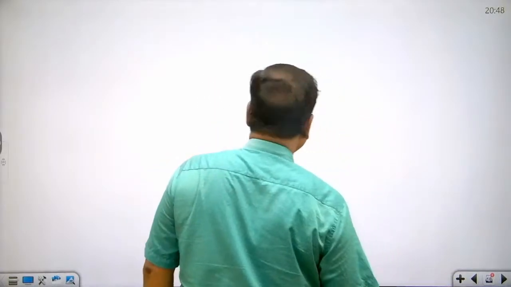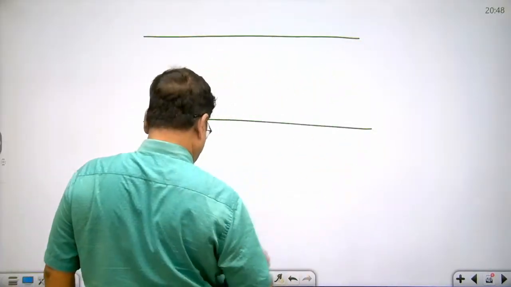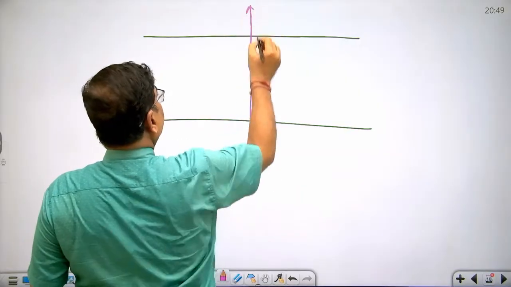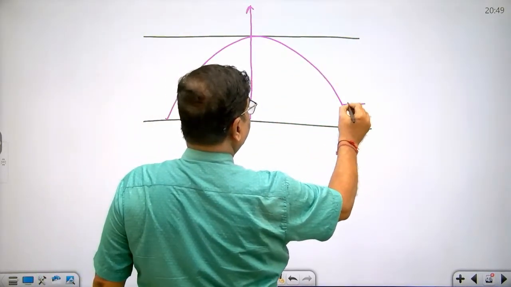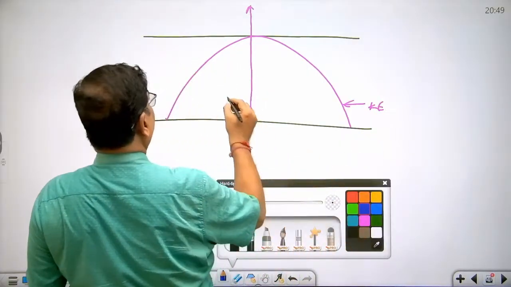If you look at the general graph, at mean position kinetic energy is maximum. This is kinetic energy. At extreme position, potential energy is maximum.